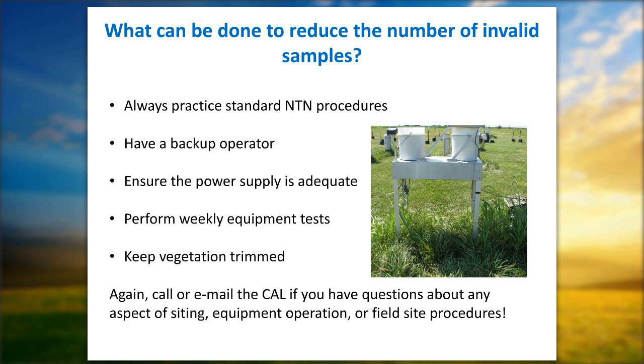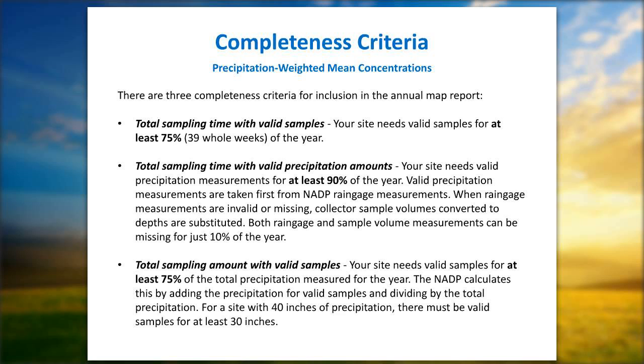Basically, we require a minimum amount of data under these 3 points. The first is we need to represent the total sampling time for the year, and we require 75% of the year be represented by valid samples. In other words, in a 52-week year, we need 39 whole weeks of valid data to be considered acceptable to the network and to be included in our annual summary. So that's criterion 1, as we call it.